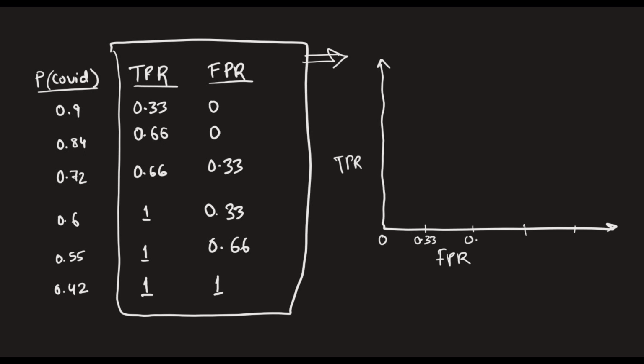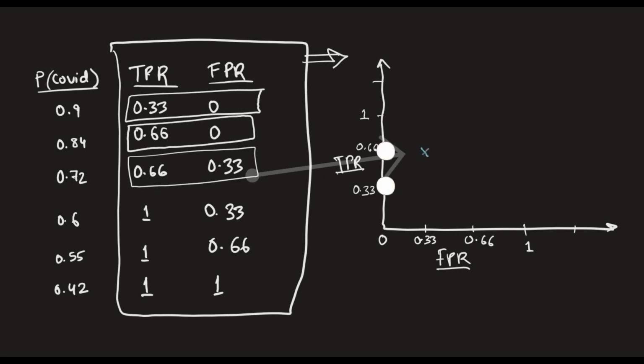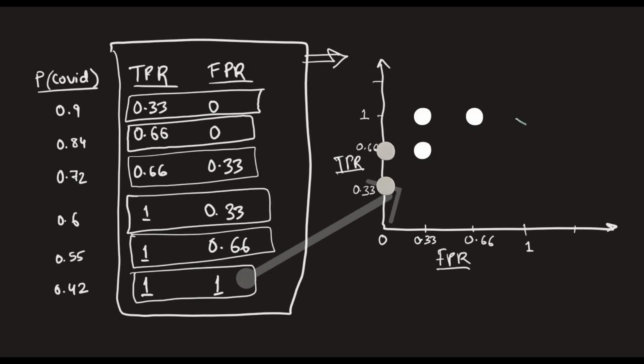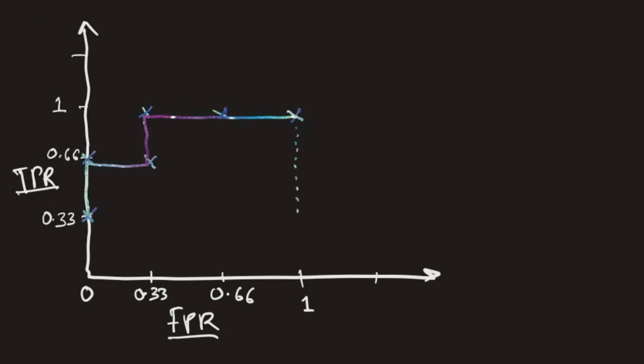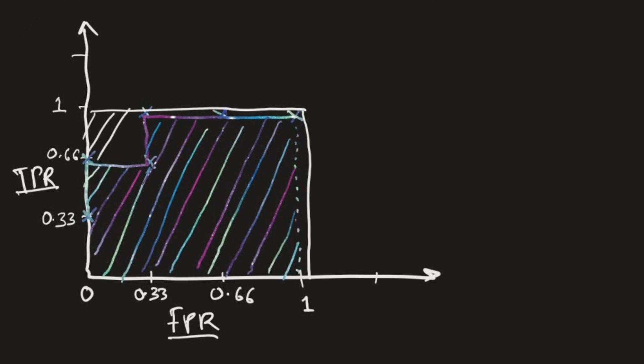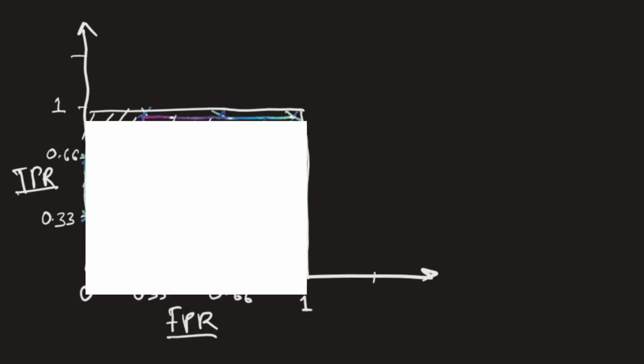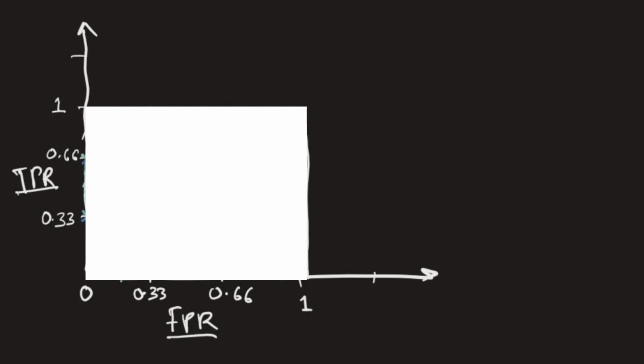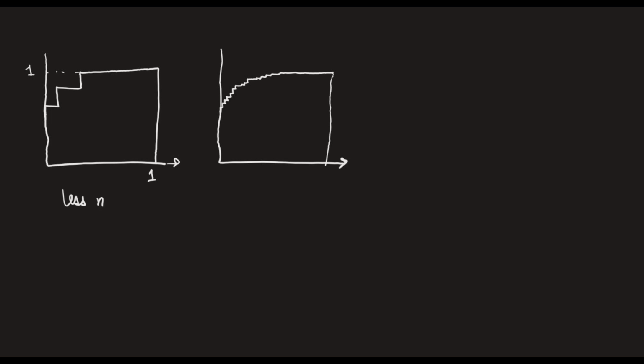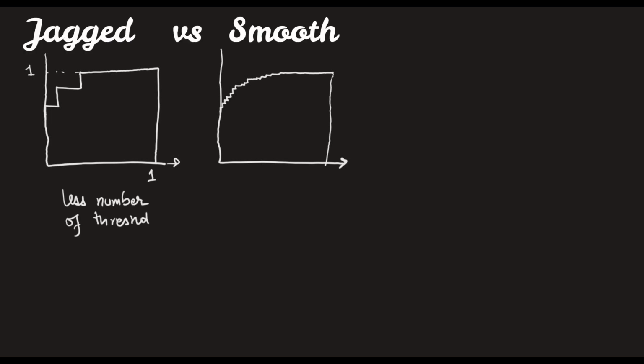We plot each point one by one and then join them using straight lines. The area under this curve will give us the area under ROC or AU-ROC. This will always be equal to or less than 1 because it lies inside the square of dimension 1 by 1. ROC curve can look like this or this. If it is jagged, it has less number of samples. If it is smooth, it has more number of samples or thresholds.